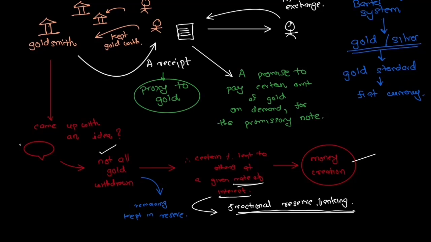Why fractional reserve banking? That the goldsmith now started giving out gold to others who actually wanted it, but he never gave out all the gold. Okay, so he kept a certain amount of gold with himself, whereas the remaining amount he lent out to other people on the pretext that सब लोग एक साथ नहीं आएंगे शायद मुझसे borrow करने के लिए. So this remaining amount that was kept in the bank was basically known as being kept in reserves.